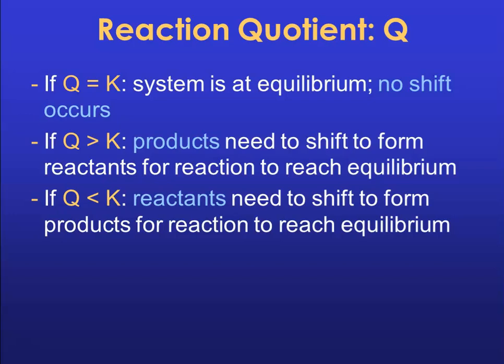If Q is less than K, you need to take some of those products and break them back down. You've allowed the reaction rate for the products to get too large, and it needs to decrease to reestablish equilibrium and form more reactants.